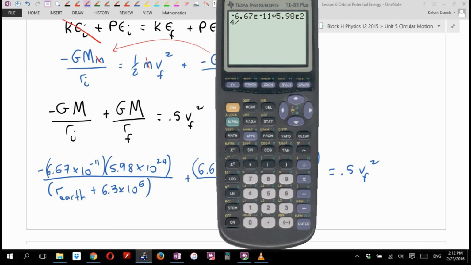Yeah? So what am I better do with the denominator? Put it in. Okay. What's the radius of the Earth? 6.38 times 10 to the 6th plus 6.3 times 10 to the 6th. And I stop here.